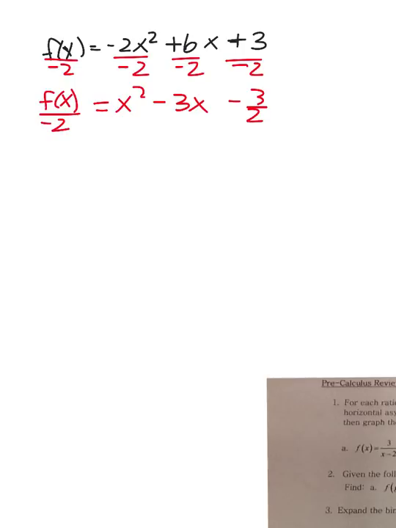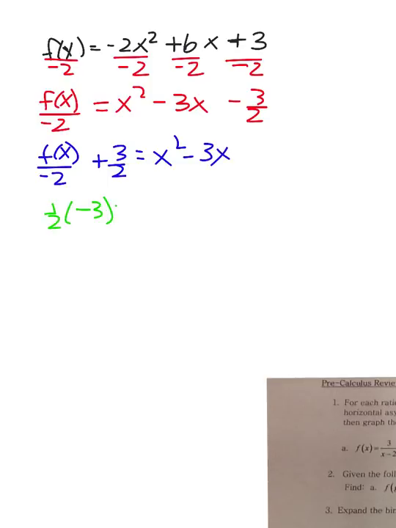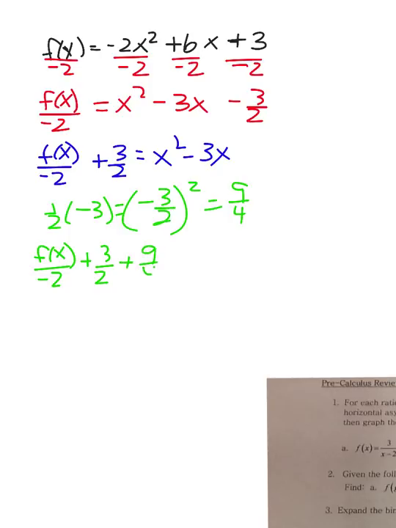All right, now I add 3 halves to both sides. F of x over -2 plus 3 halves equals x squared minus 3x. Now I do half of -3, which is -3 halves. Squared is 9/4. Add that to both sides. So f of x over -2 plus 3 halves plus 9/4 equals x squared minus 3x plus 9/4.